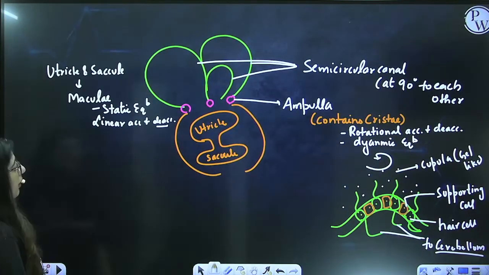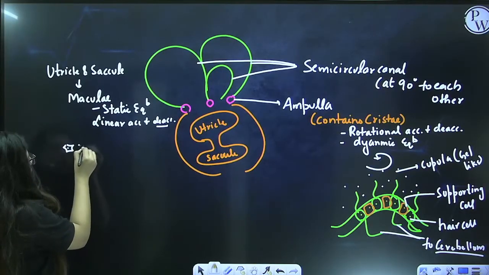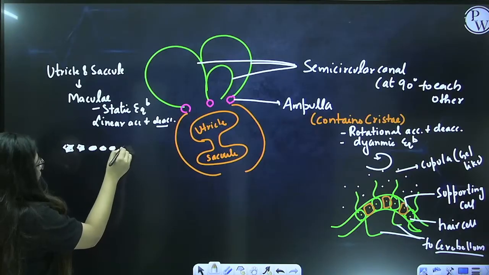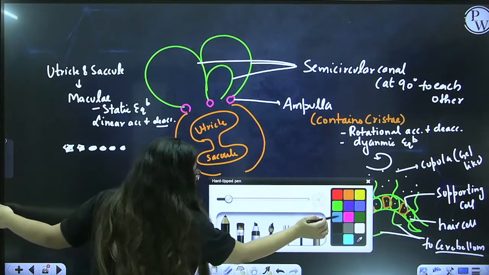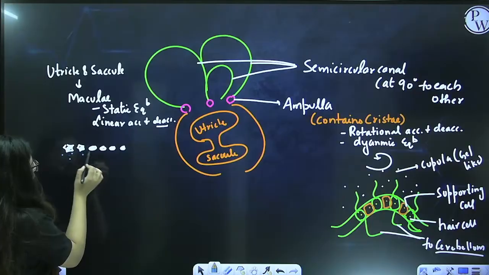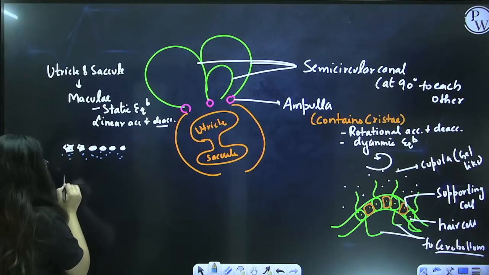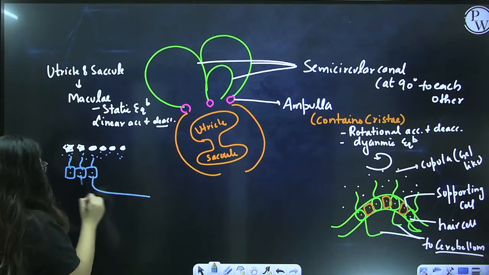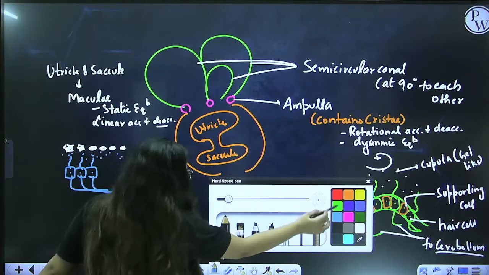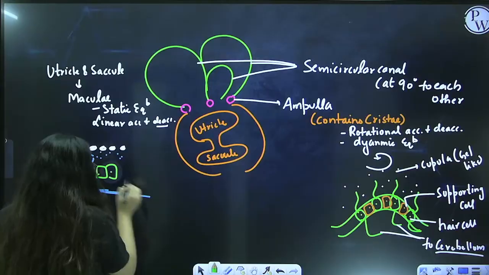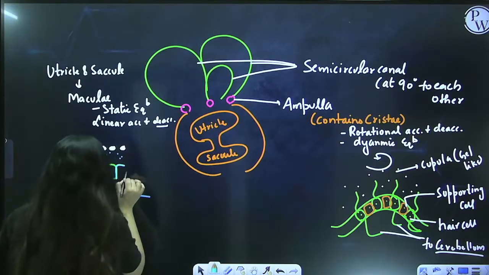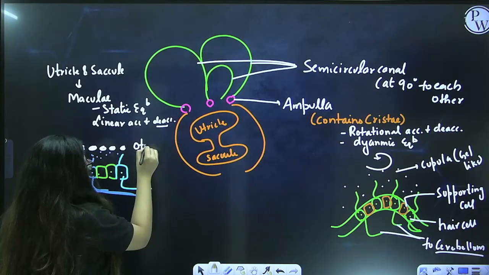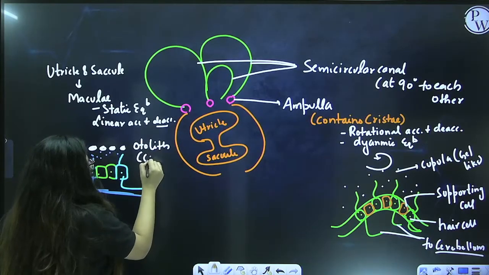Now talking about the macula. Maculae have small crystals of calcium carbonate known as otoliths, and behind these is the otolithic membrane, which contains hair cells like this. There are certain supporting cells, and then certain hair cells. These otoliths are made up of calcium carbonate.